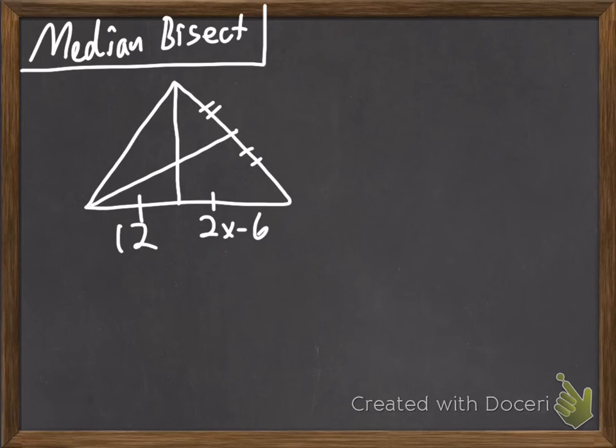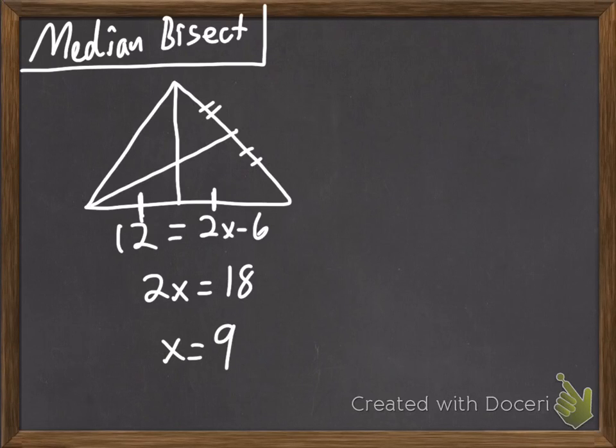Now we need to remember that medians bisect their opposite sides. By bisecting, like we've been learning several times already, means it cuts it in half. So that means that these two halves are congruent, which means that they're equal. So if you have a situation where you know one is 12 and the other one is 2x minus 6, we can solve for the variable because we know that these are equal. And then it's just some simple math, and we get that x equals 9.